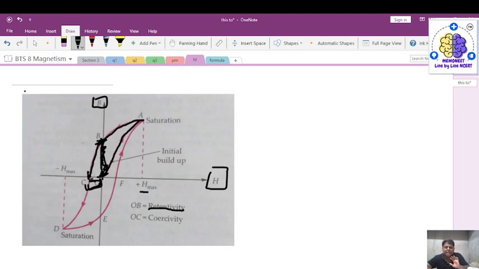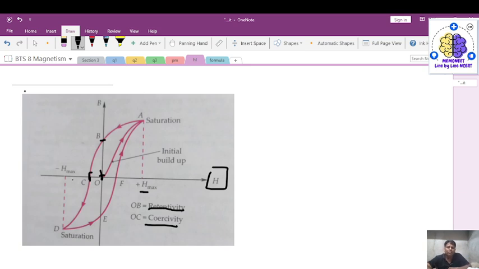And this intercept is known as coercivity. Just for your clarity, this intercept is known as retentivity, and this intercept is known as coercivity. That is, OB is equal to retentivity, and OC is equal to coercivity.